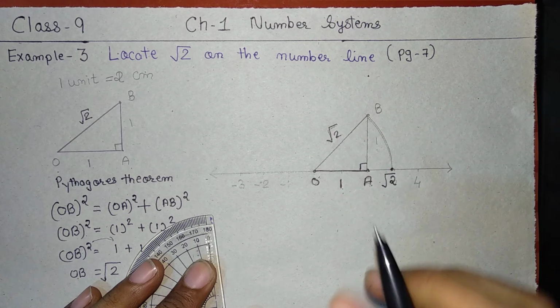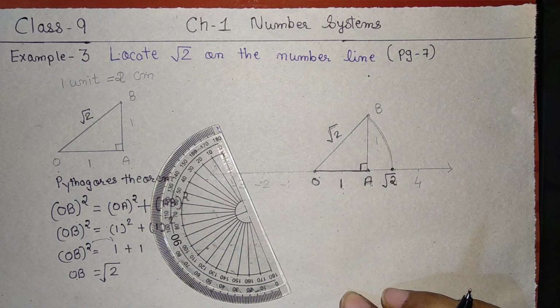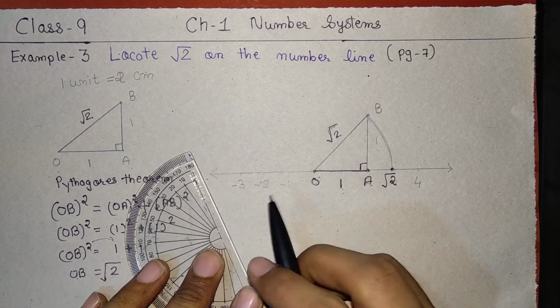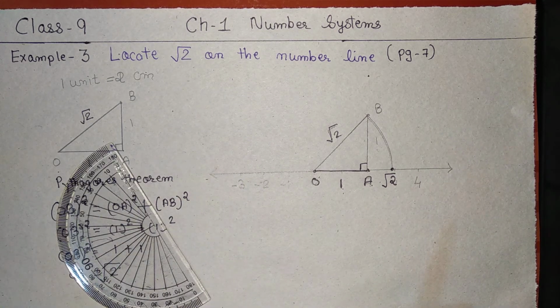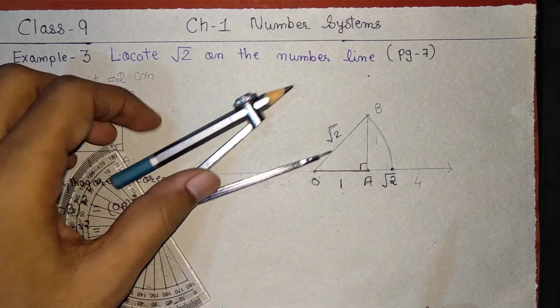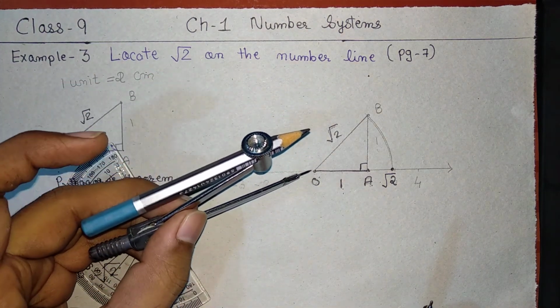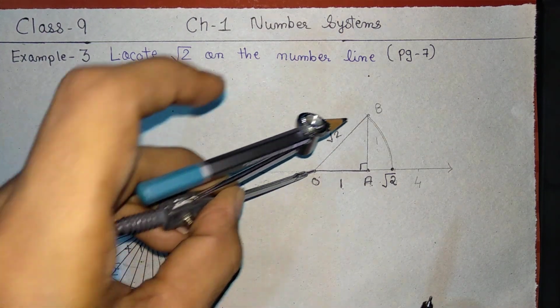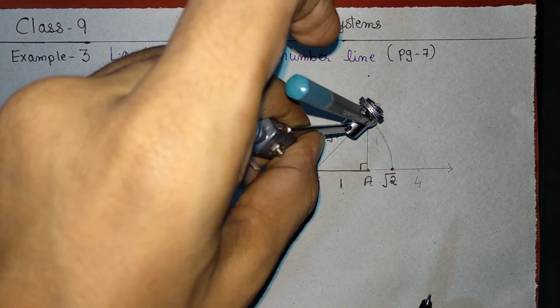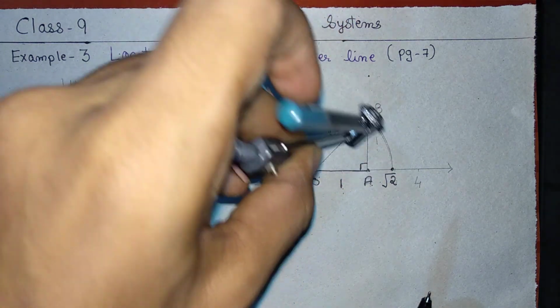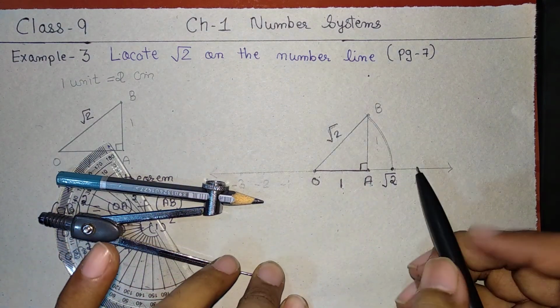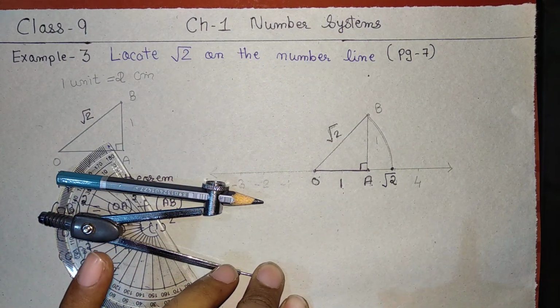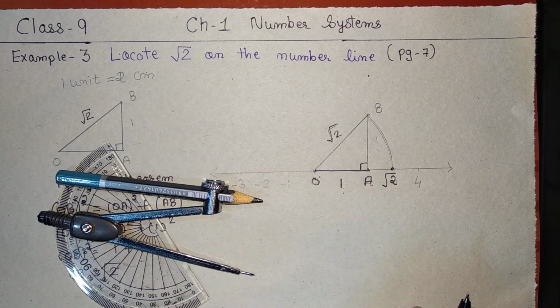Now still root 2 was not on the number line. We had to locate root 2 on this number line. So how can we do this? We can do this with the help of the compass. What we have done: take one point towards O and the second point towards B, and then make an arc such that it touches the number line, and wherever it touches the number line, that is our root 2.